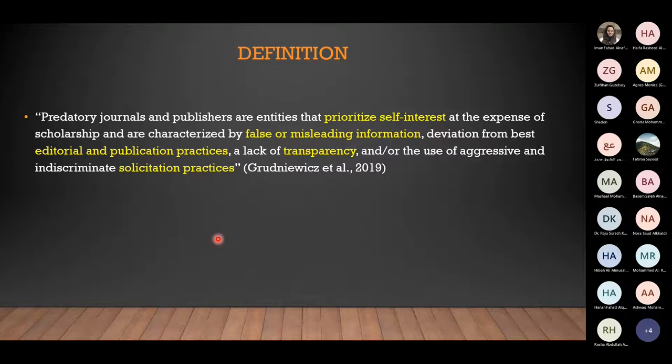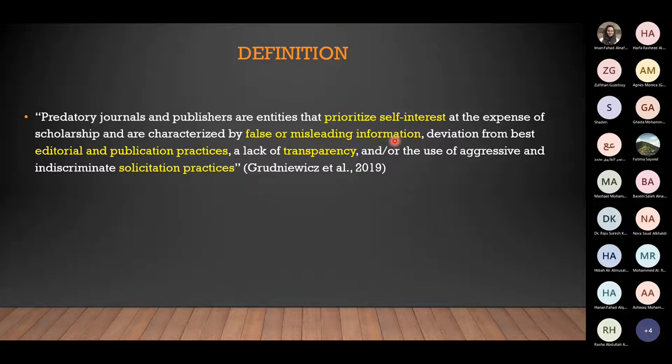So what's the definition of a predatory journal? Predatory journals and publishers are entities that prioritize self-interest. So what self-interest means here is money, really. They want the money, at the expense of scholarship, and are characterized by false or misleading information.